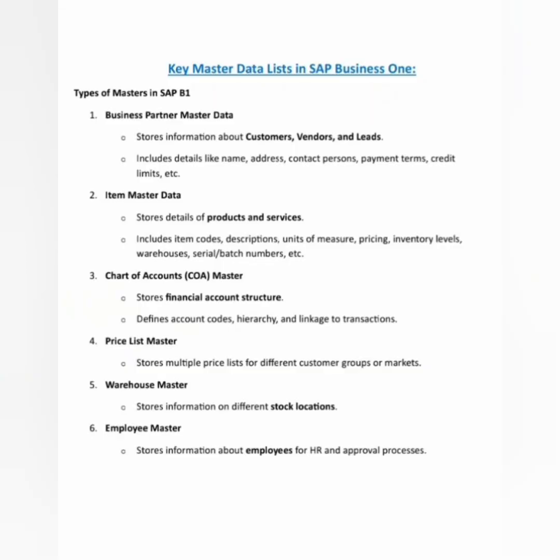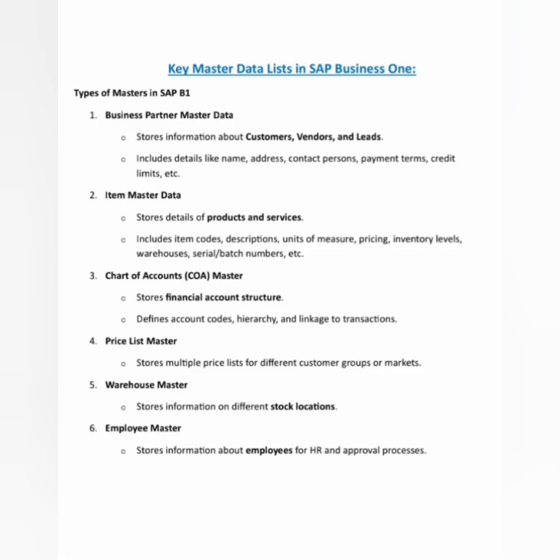So there are basically six masters in SAP Business One. The first one is business partner master data. Business partner master data stores information about customers, vendors and leads, including details like name, address, contact person, payment terms, credit limit, etc. Now the second master is item master data. Item master data stores details about products and services. It includes item code, description, unit of measure, pricing, inventory level, warehouses, etc.